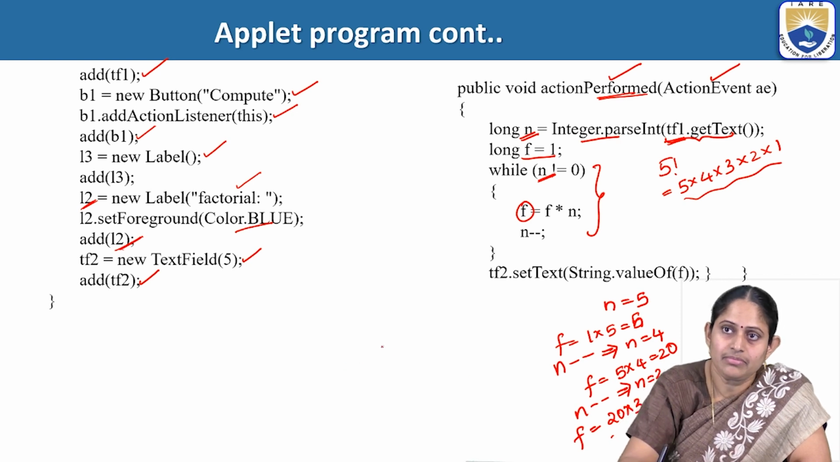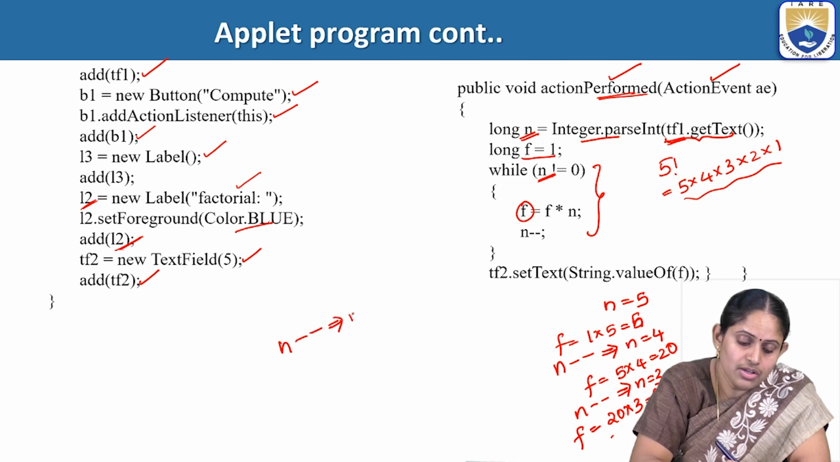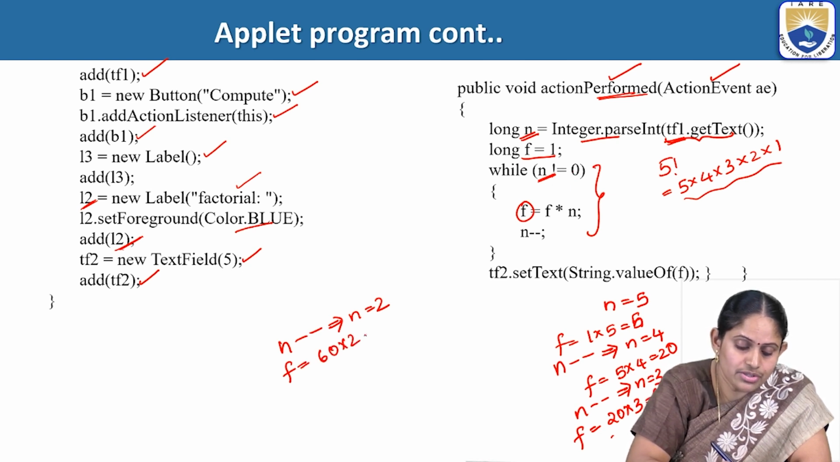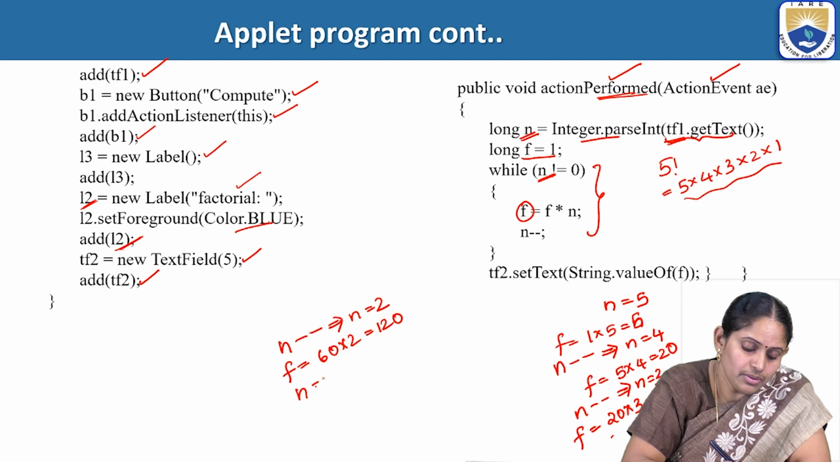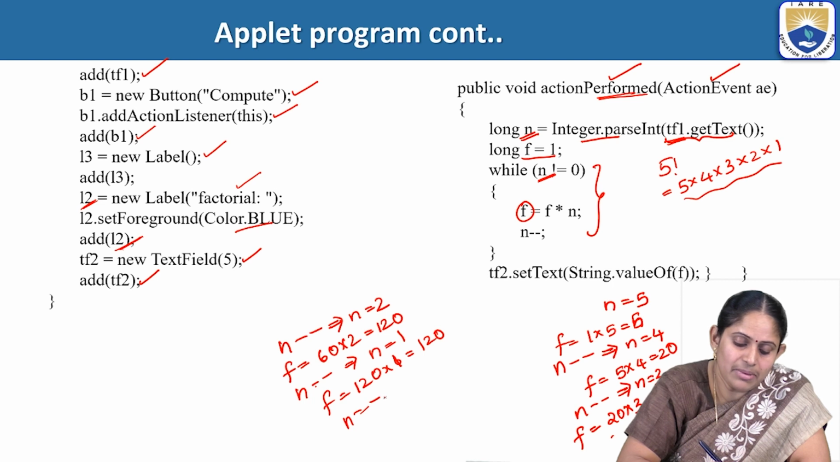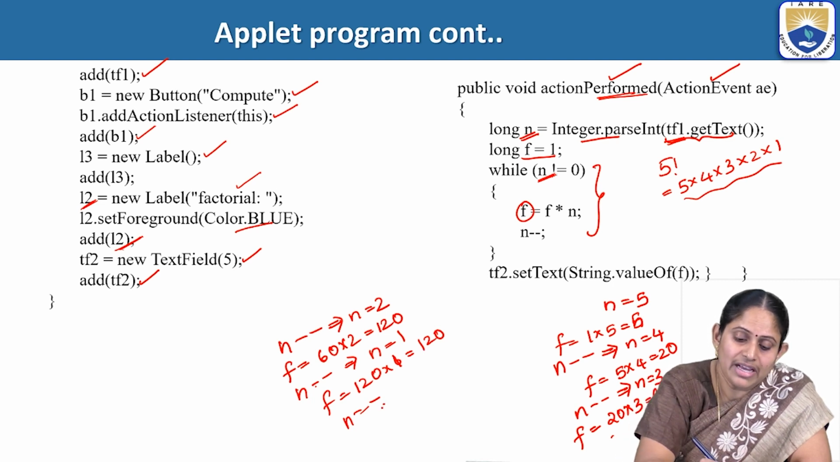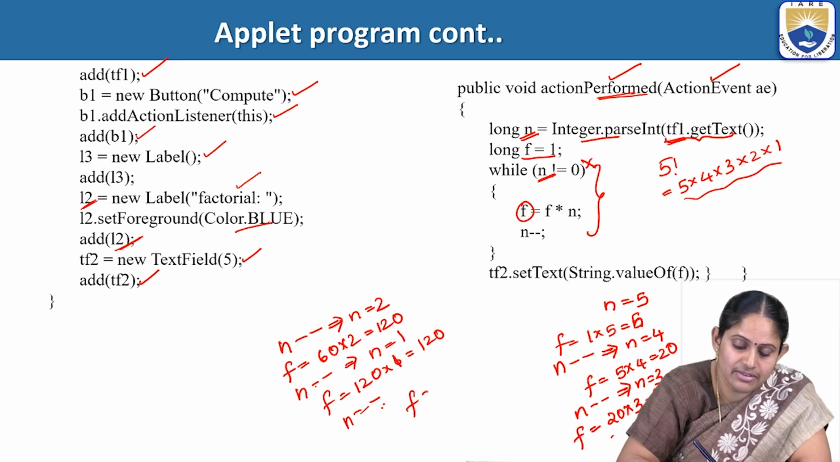Then n becomes 2. Again n is not equal to 0. The factorial f is equal to 60 into 2, which is equal to 120. And then n becomes 1. F is equal to 120 into 1, which is 120 itself. And again n decrements, now n becomes 0. When n becomes 0, the while loop fails and it exits. So now the factorial value f is having the value 120.